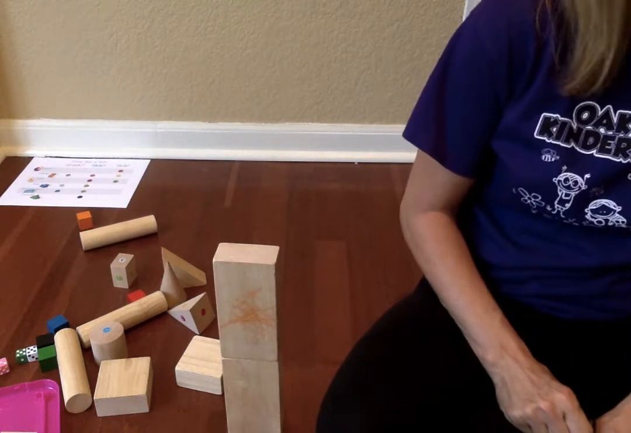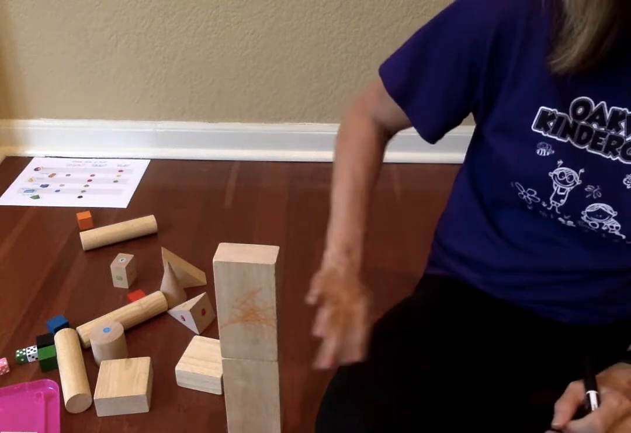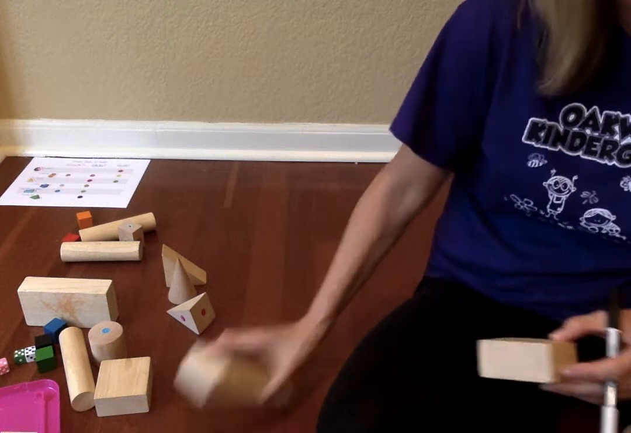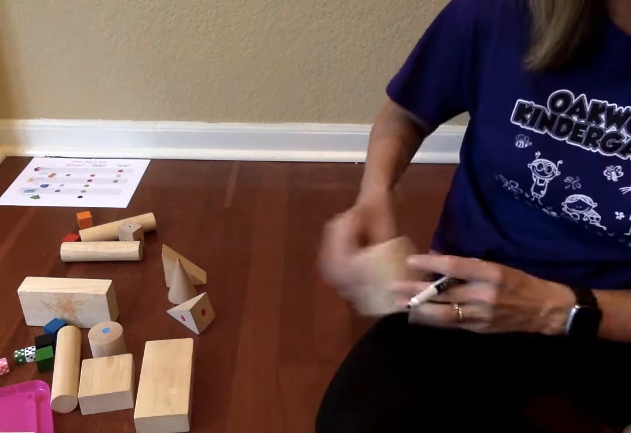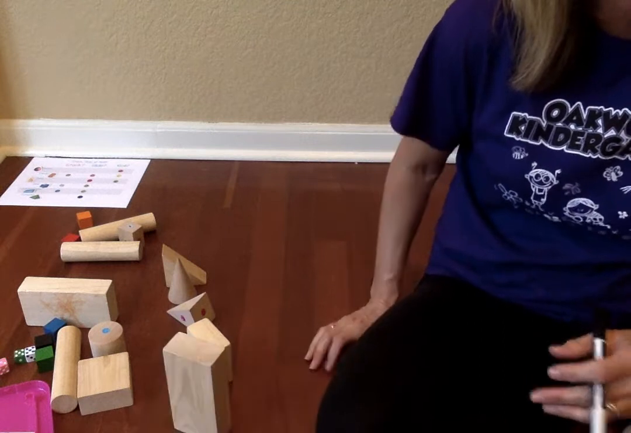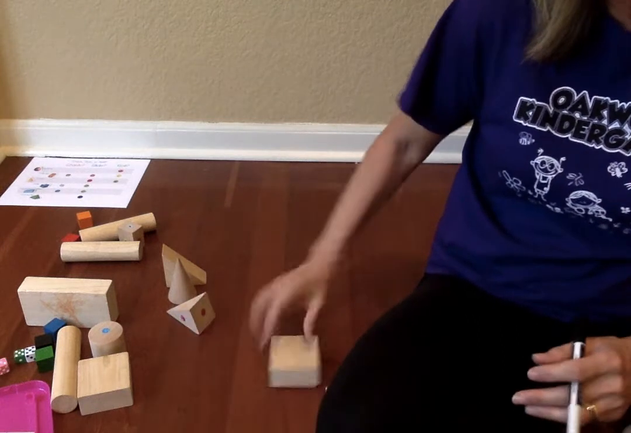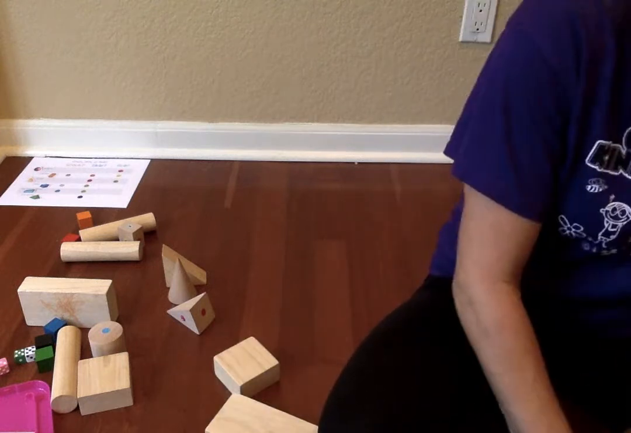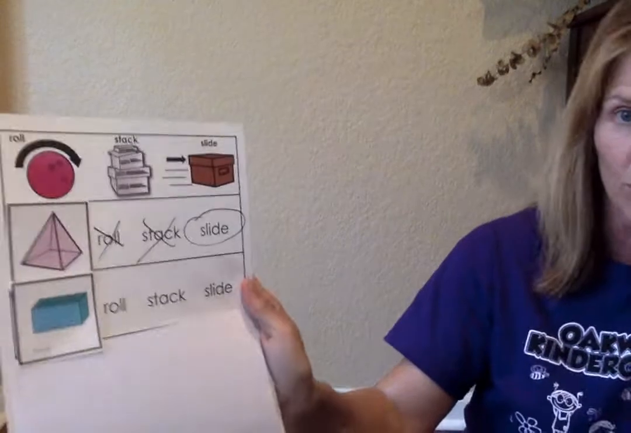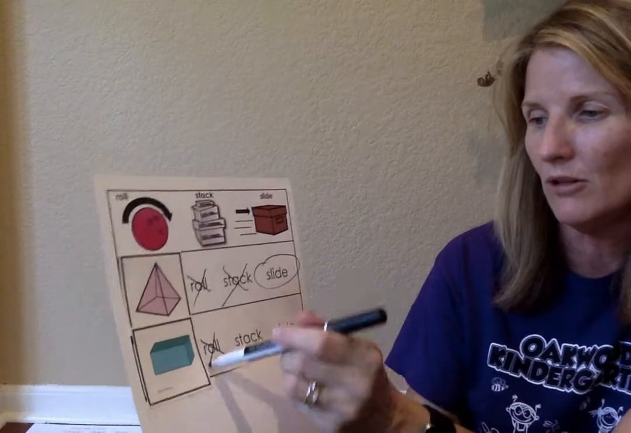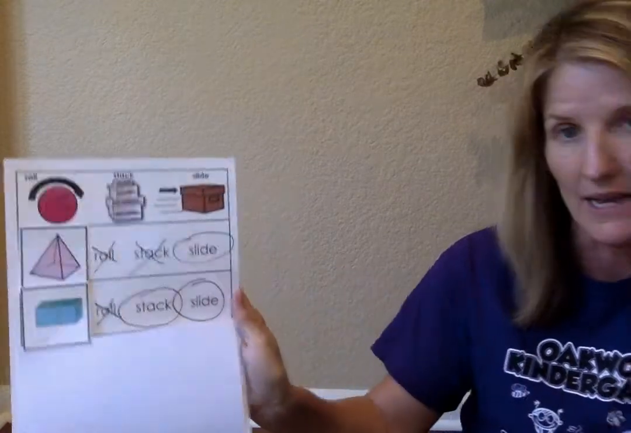Okay, punch it down. Use your ninja kick. Punch it down. All right, and can they slide? Let's see. Can this one slide? Yep. What about on its tall face? Yep. What about on this face? Yep. And can it roll? No, it can't roll. So it is just like a cube, right? It cannot roll, but it can stack and slide.